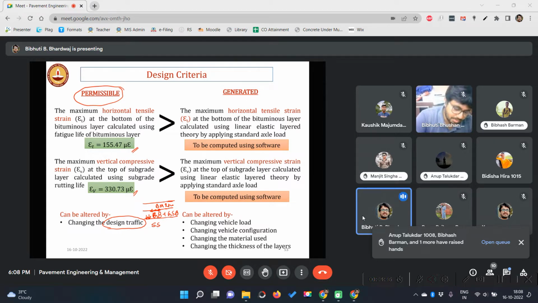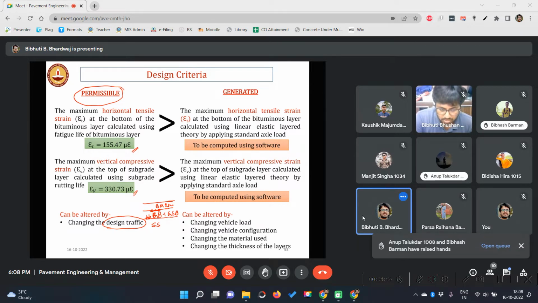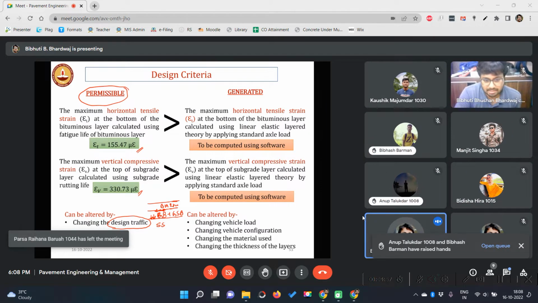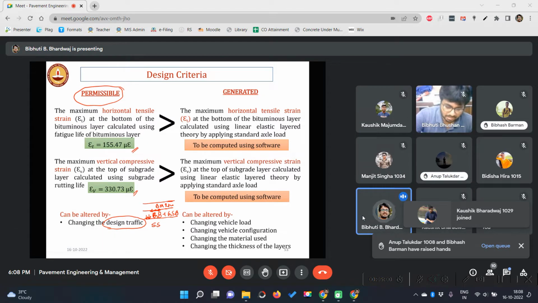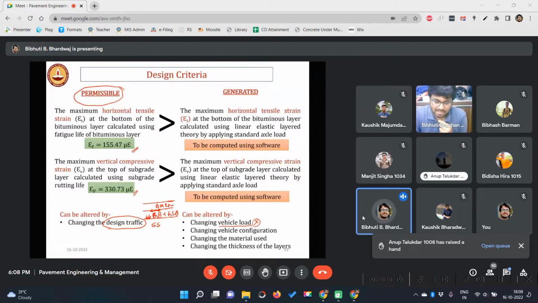All right. But if it exceeds, then we can say that the pavement will fail, and in order to ensure that the pavement doesn't fail, we need to alter something. What can we alter? We can alter the vehicle load, which we should not, because IRC has given some standard weights, 80 kilonewton for dual wheel on both the sides of the axle, then 65 kilonewton for a single axle with single wheel on either side.